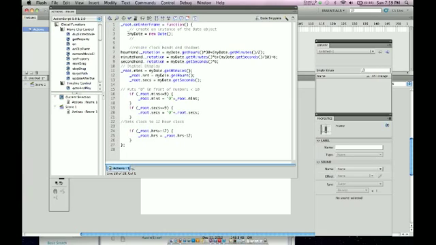Right here we have a variable called myDate = new Date. New Date is your time and date on your computer. So the variable of myDate equals the time and date on your computer.